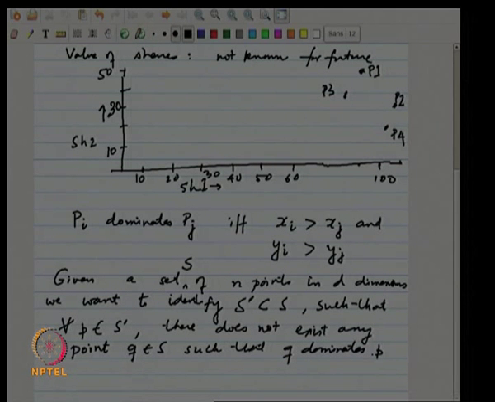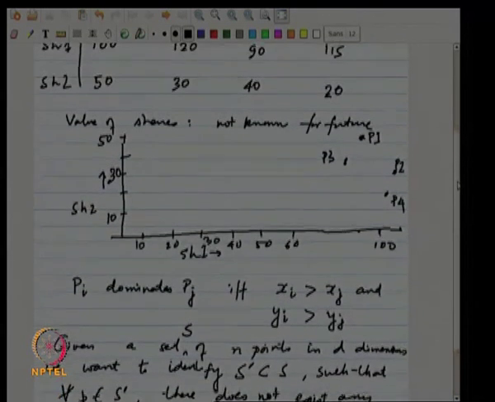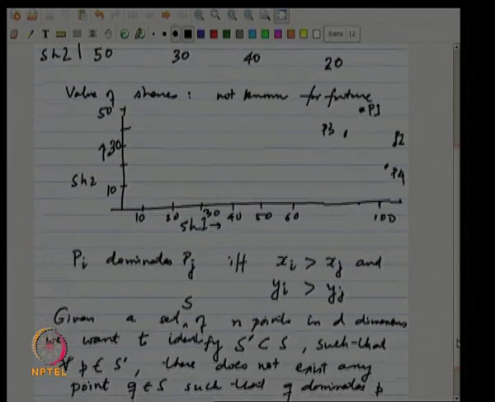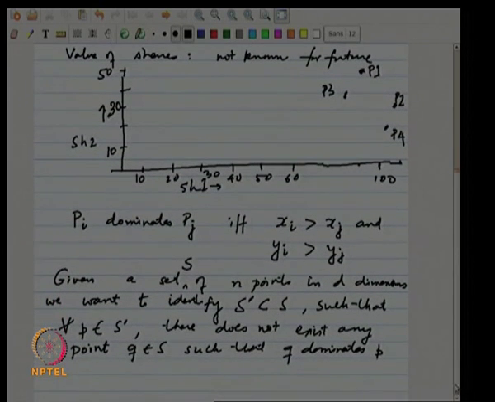So that set of points, in the given example, P1 and P2 basically comprise that set S prime, because P1 and P2 are not dominated by any other point. Right? So this is what we are calling S prime, and S prime is called the maximal set of points.